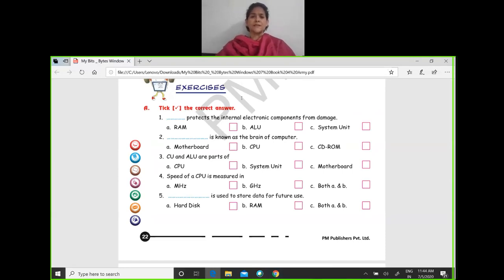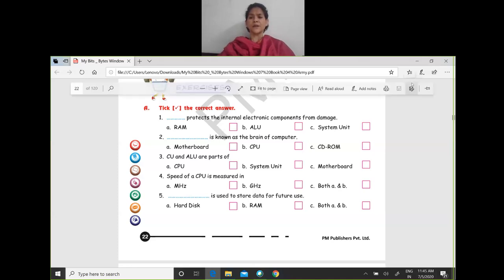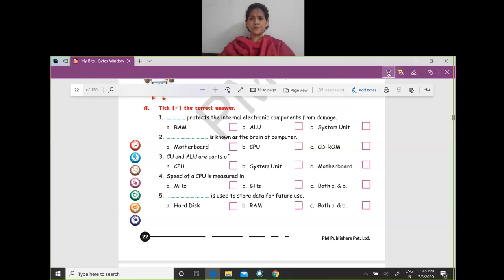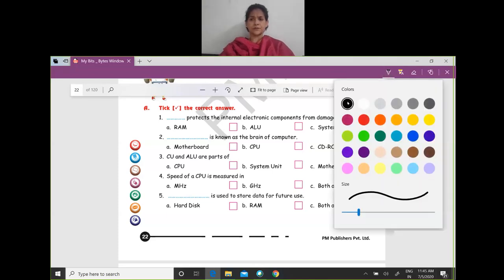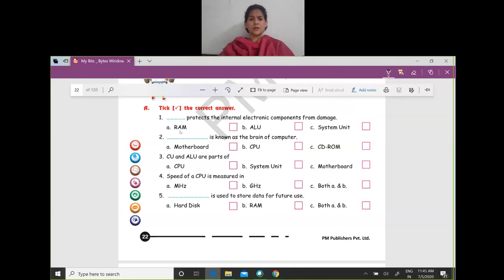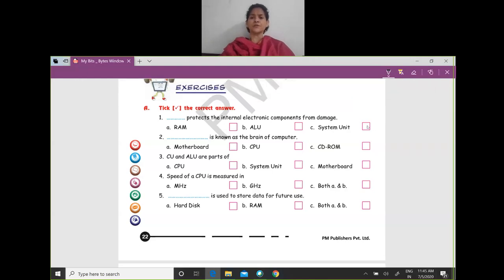So this is the exercise for chapter number 3. Exercise A, tick the correct answer. Dash protects the internal electronic components from damage. A: RAM, B: ALU, or C: system unit. The correct answer is system unit. So you put a tick there and you'll also write it in this space. Okay.